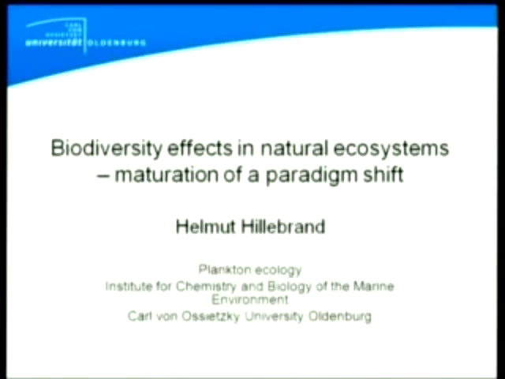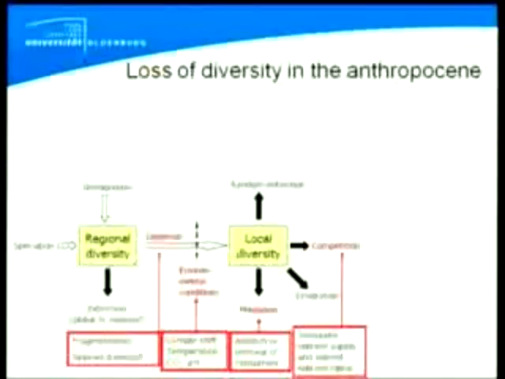So I will change the perspective a little bit organism-wise and talk about a little bit larger stuff, which have many cells sometimes. And if you look at a textbook sketch of how diversity is regulated in ecosystems on regional and local scales, what you see is that human actions interfere with almost all of these processes.